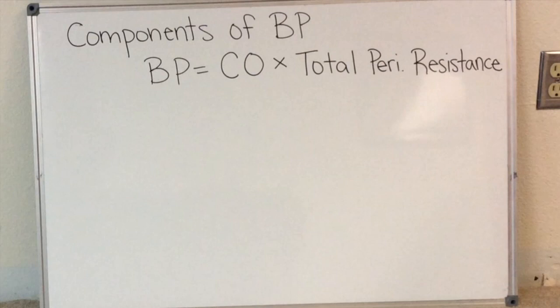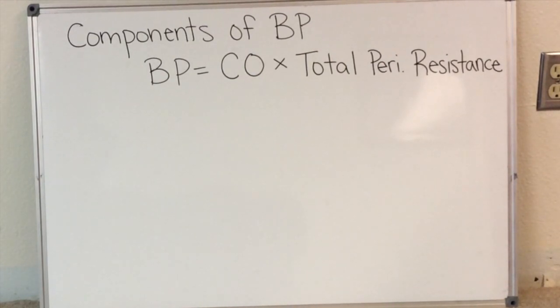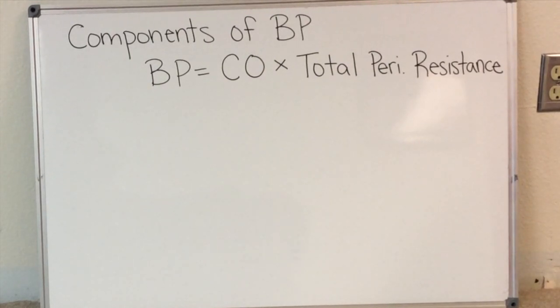Blood pressure is equal to cardiac output times total peripheral resistance. If we need to increase blood pressure, we can do this by either increasing cardiac output or total peripheral resistance. If we need to lower blood pressure, we can do this by decreasing cardiac output or total peripheral resistance.